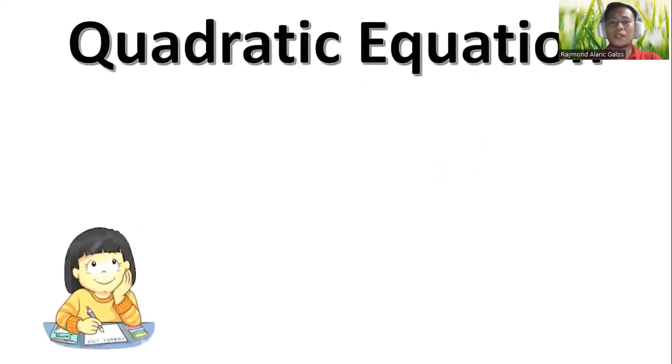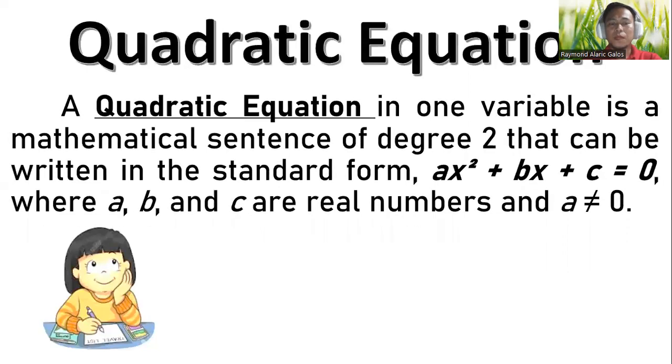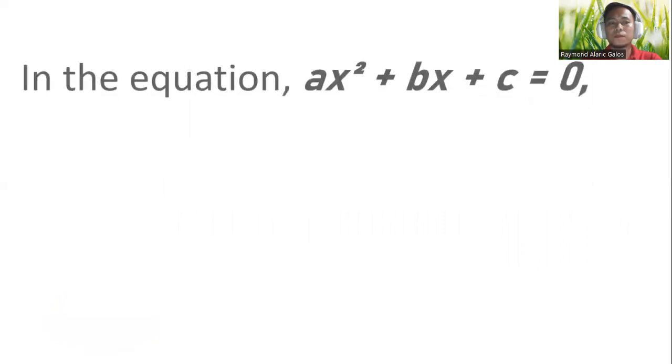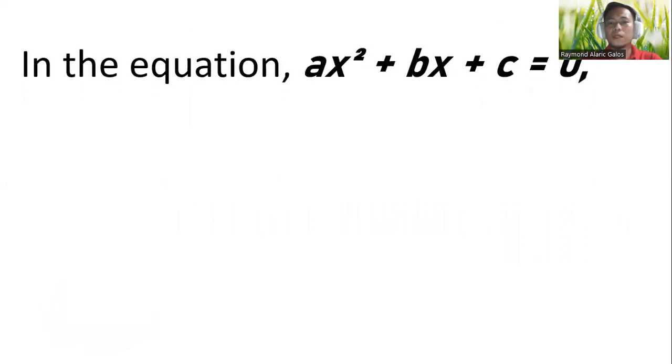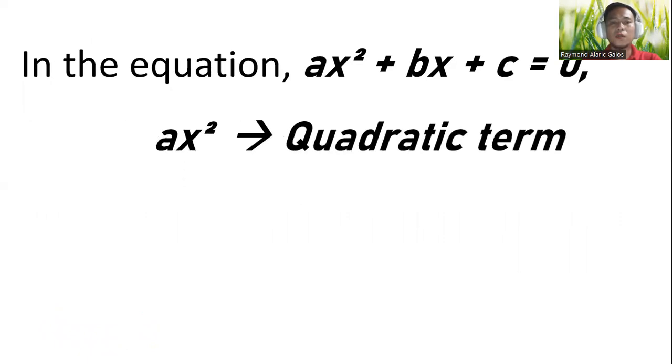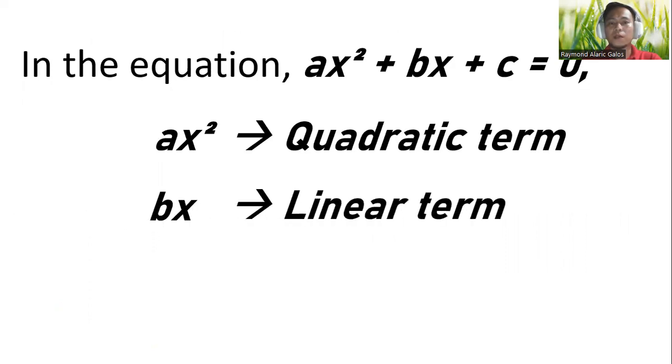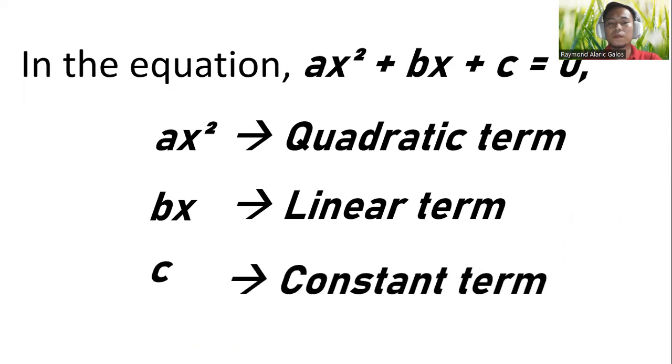What is a quadratic equation? A quadratic equation in one variable is a mathematical sentence of degree 2 that can be written in the standard form ax squared plus bx plus c is equal to 0, where a, b, and c are real numbers and a is not equal to 0. In the equation ax squared plus bx plus c is equal to 0, ax squared is called the quadratic term, bx is the linear term, c is called the constant.